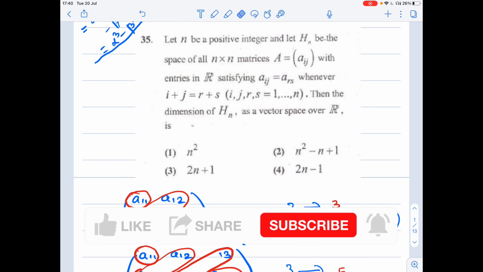Hello mathematician, we see one nice problem from linear algebra which is asked in the CSIR exam.